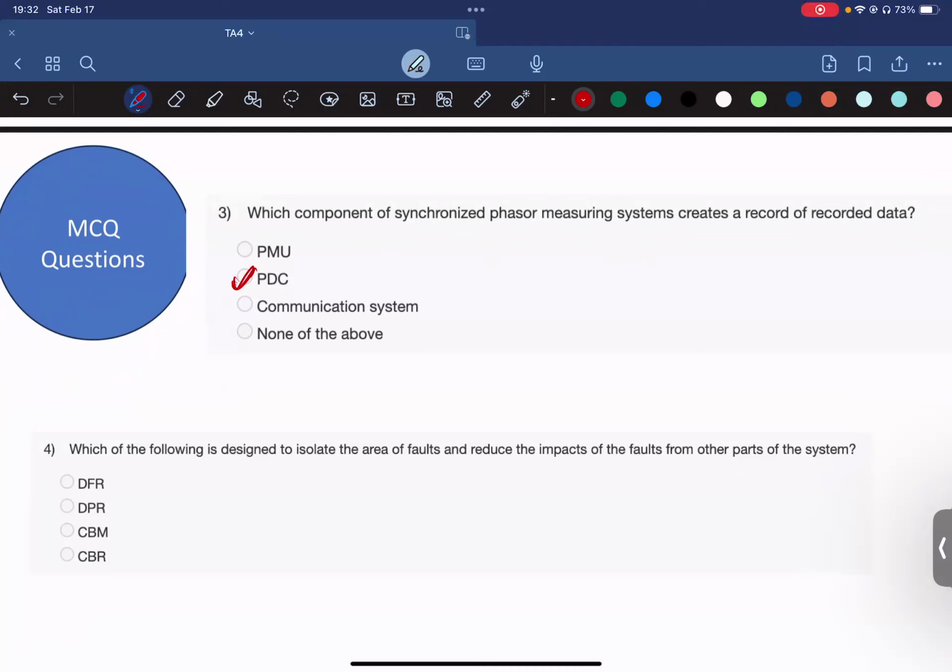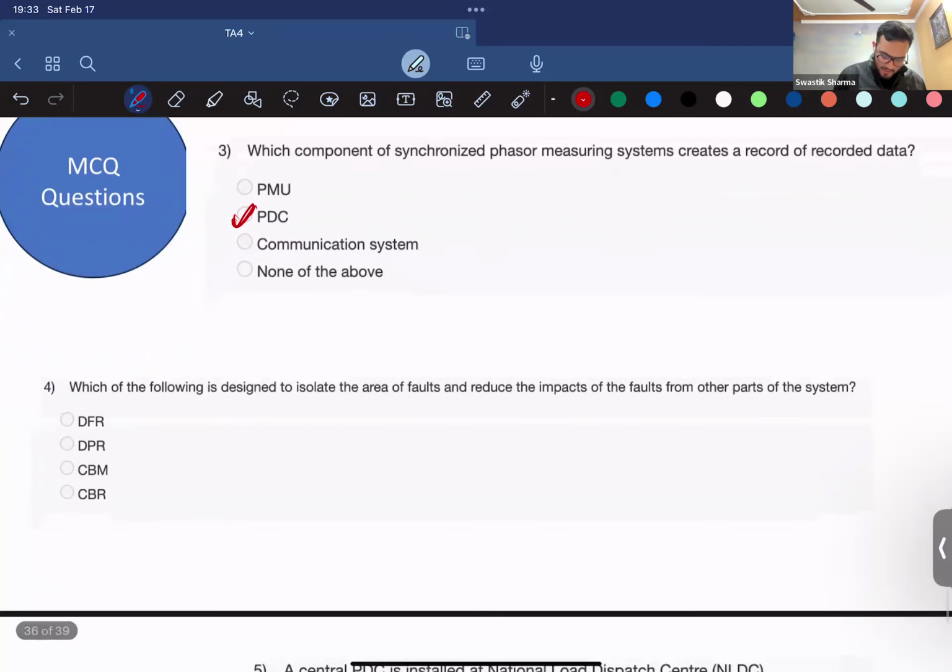CBM. Circuit breaker recloser. I think so. Recloser, yeah. So I don't remember the exact definition of CBR, but circuit breaker monitoring is the one that is designed to isolate the area of fault. It should be CBM.